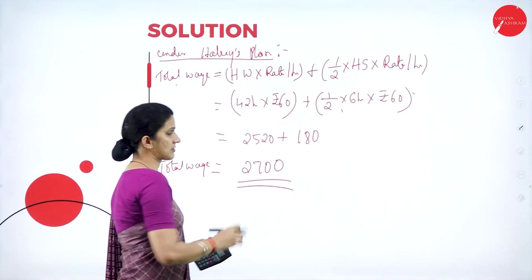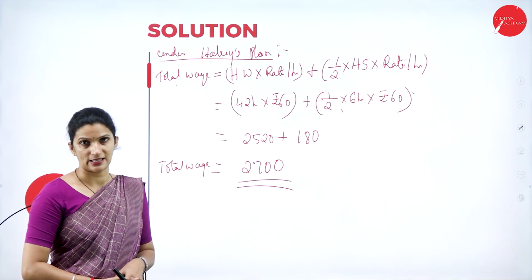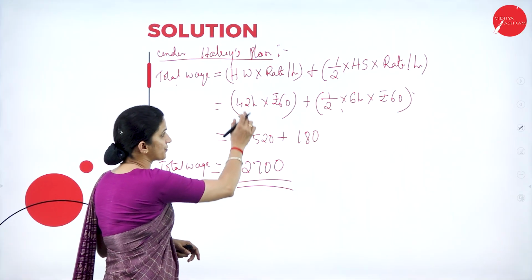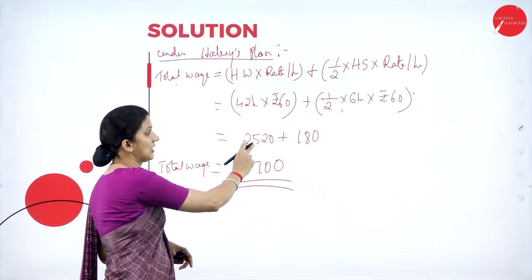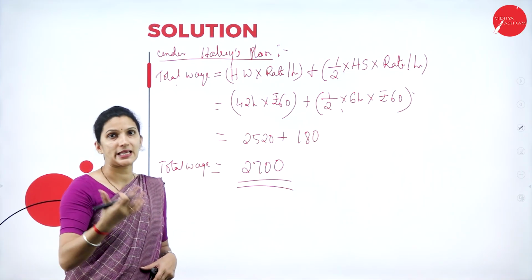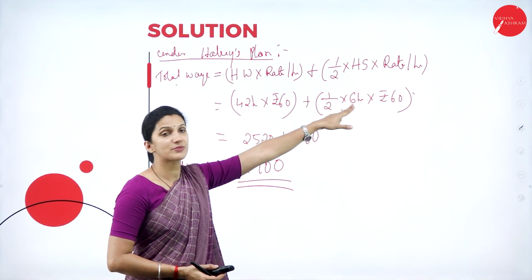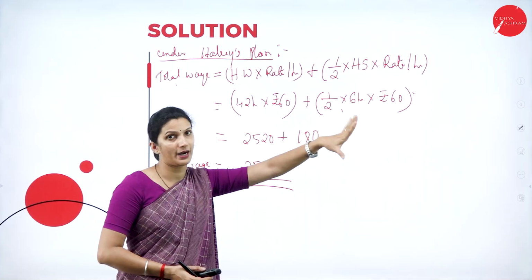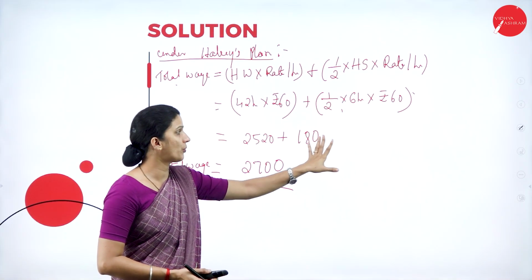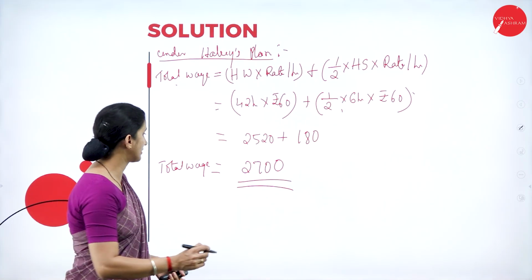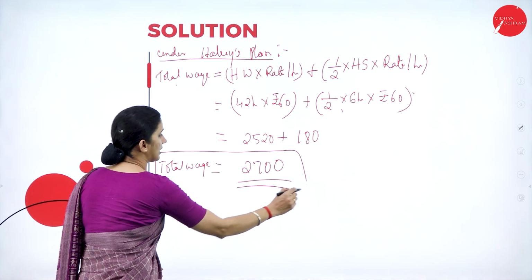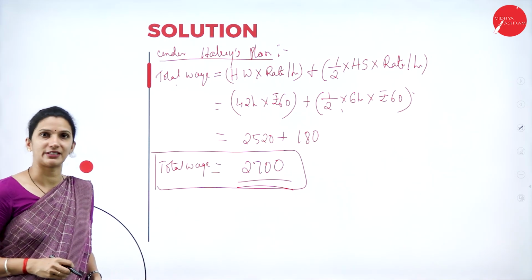So, this is his total wage under Halsey's plan. His basic wage for the time he has worked is 2520, plus he will get the bonus for the time saved. That is half of the time saved, 6, into the per hour rate, 60. So, your bonus is 180. So, under Halsey's plan, his total wage is 2700.